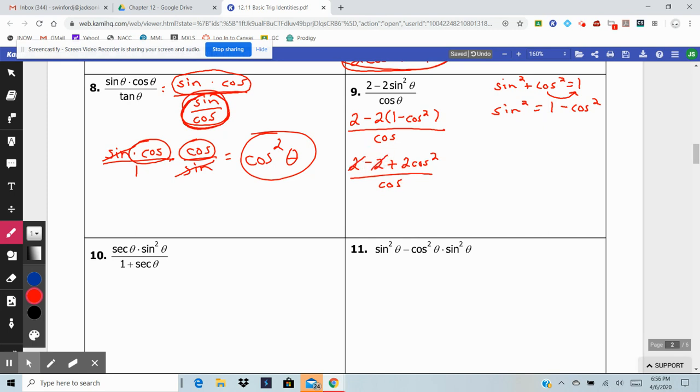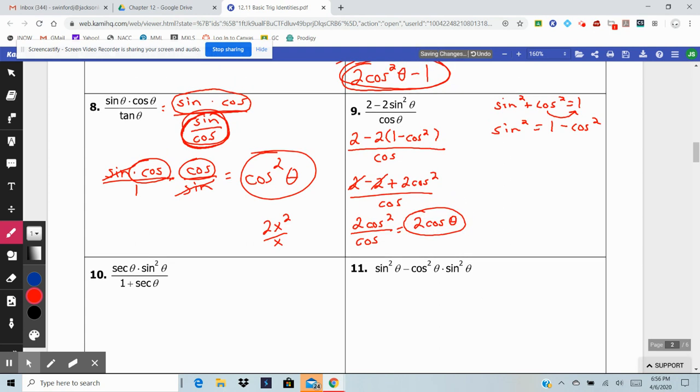2 minus 2, they cancel. And that leaves me with 2 cosine squareds on top and 1 cosine on bottom. And if the cosine squareds are confusing you, imagine if it was like 2x squared over x. It's the exact same thing. You're going to use your rules of exponents. There's 2 x's on top, 1 x on bottom. They cancel and leaves you with 1 on top. There's 2 cosines on top. There's 1 on bottom. They cancel, and I'm going to put my theta back in there, and it leaves you with a single cosine on top.